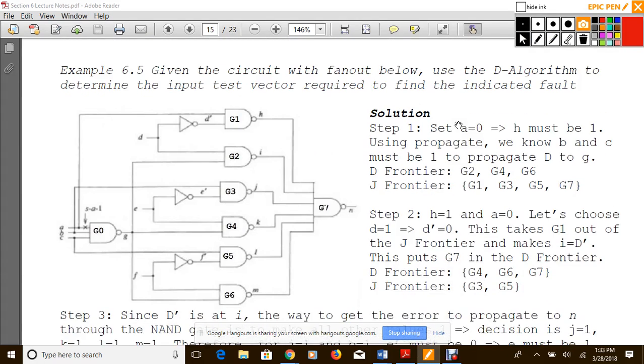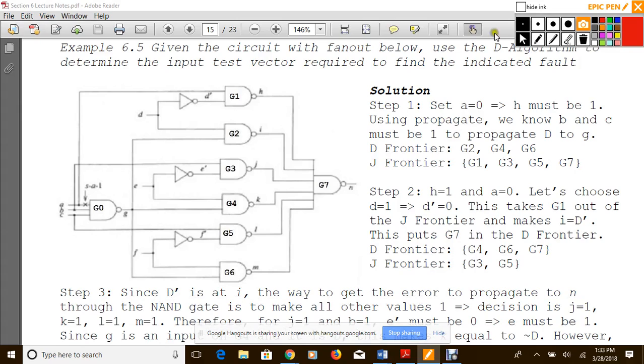So here's our circuit, and we have several fan outs here. So we have B fans out to gate G3, we have A fans out to gate G1, C goes out to G5. Additionally, the output G, which comes out of this NAND gate, fans out to G2, G4, and G6.